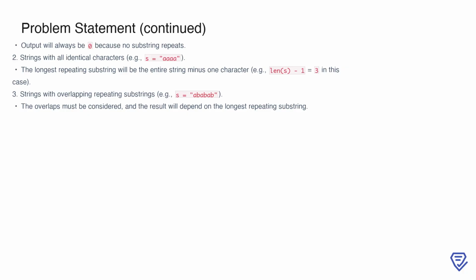Considering edge cases, if all the characters in the string are unique, such as S equals ABCDEF, the output will always be 0 because there are no repeating substrings. On the other hand, if the string consists entirely of identical characters, like S equals AAA, the longest repeating substring will be the entire string minus 1 character, which in this case would be 3. Finally, if the string contains overlapping repeating substrings, such as S equals ABABAB, overlaps need to be accounted for, and the result will depend on the longest repeating substring. These scenarios highlight the importance of carefully analyzing the structure of the input string to derive the correct result.